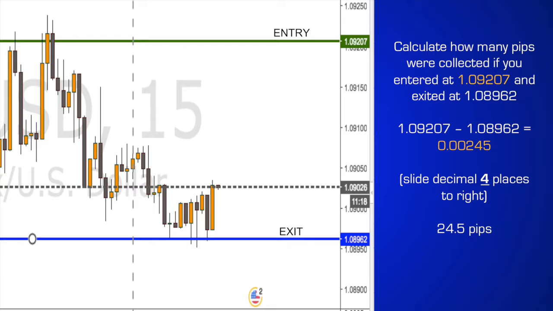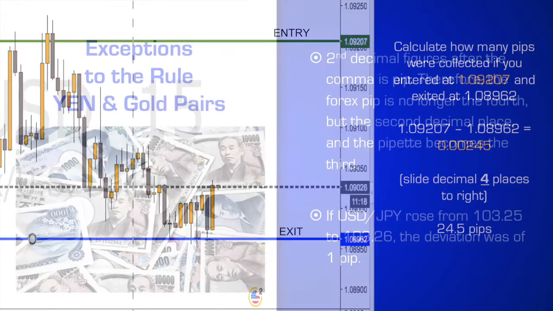So let's say you enter, and I already have the entry price at 1.09207, and you exit where the blue is at 1.08962. What do you do? You get it. You are going to subtract those numbers. It's going to equal 0.00245. You can slide the decimal over 4 places to the right, and then you end up with 24.5 pips. Hopefully, this is getting more simple. If not, please replay this video.